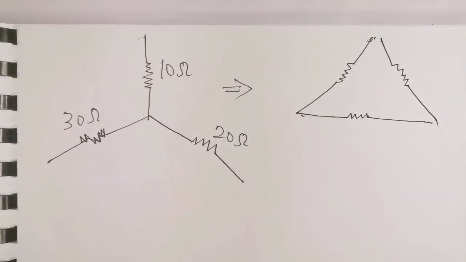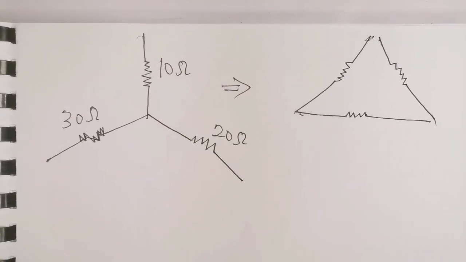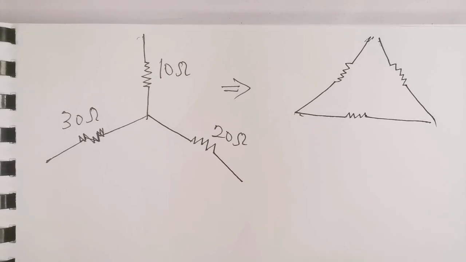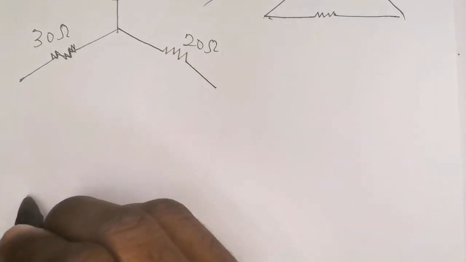Under this given condition, our equivalent delta network will look like this. I've made a separate video earlier on how to convert a delta network into a star network. You can watch that video, because at the end we also showed how to convert a star network into a delta network. In that video I said that all you need to do is draw your equivalent delta network. This is our delta network.